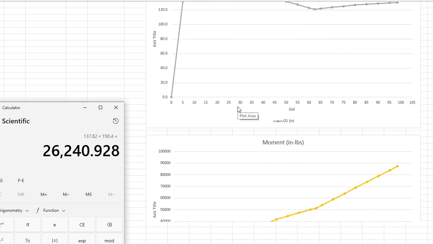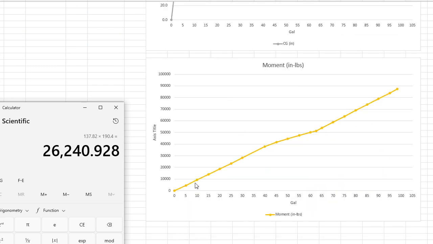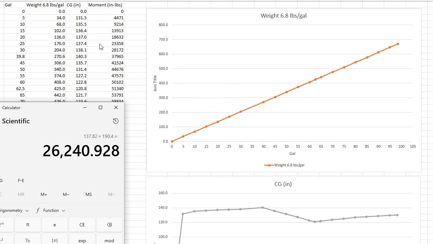You can also just interpolate the moment altogether instead of working out the moment from the interpolated weight and center of gravity.